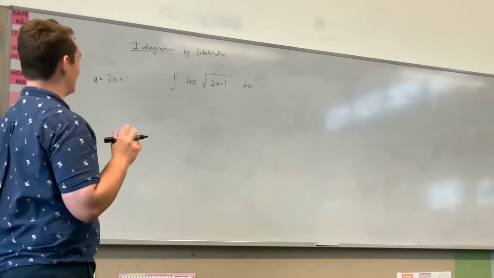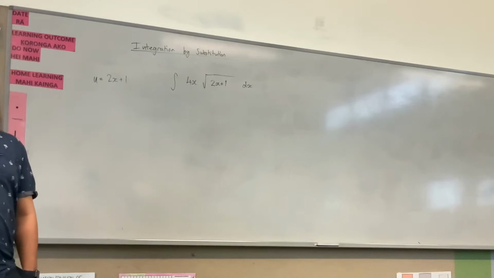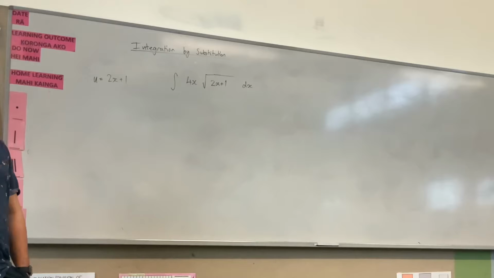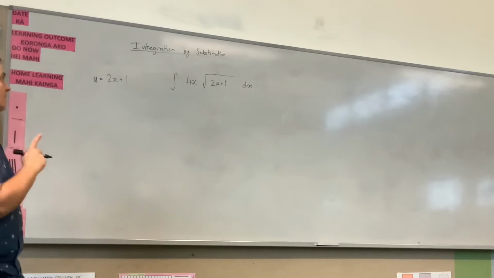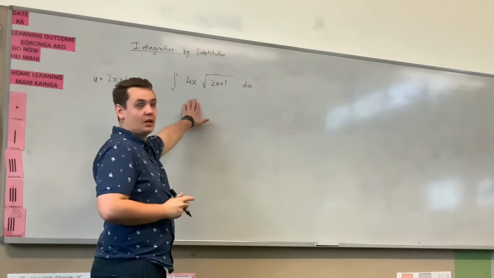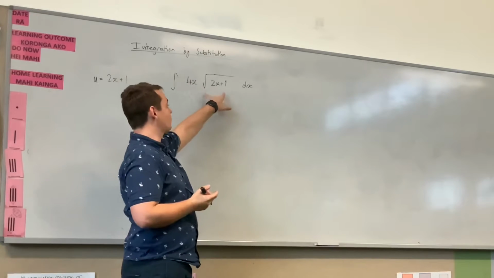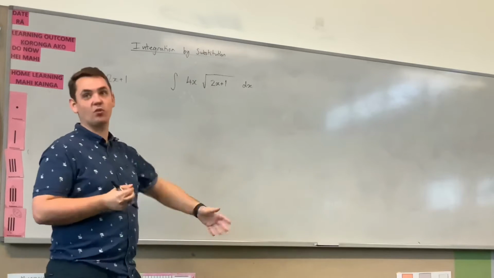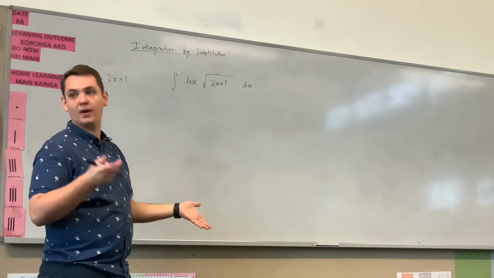There we go. Right. So, how many different parts are there to that integration? There's 3 parts to this integration. There's your 4x, which we can all agree is a part. There's a root 2x plus 1, which we can all agree is a part. What's the third part? dx.